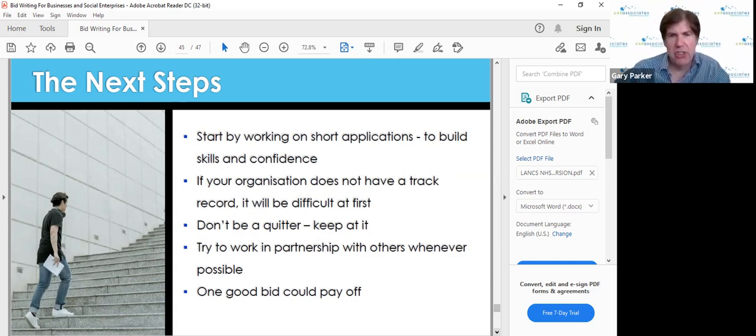If your organisation does not have a track record, it will be difficult at first, but it's not impossible, and there are some funders who will actively support that. The Awards for All strand of the Lottery is one of them, but there are many other smaller charitable trust funders and others who will support organisations. What you've got to focus on, if you've not got a track record, is the people behind it, what your skills and abilities and track record are.